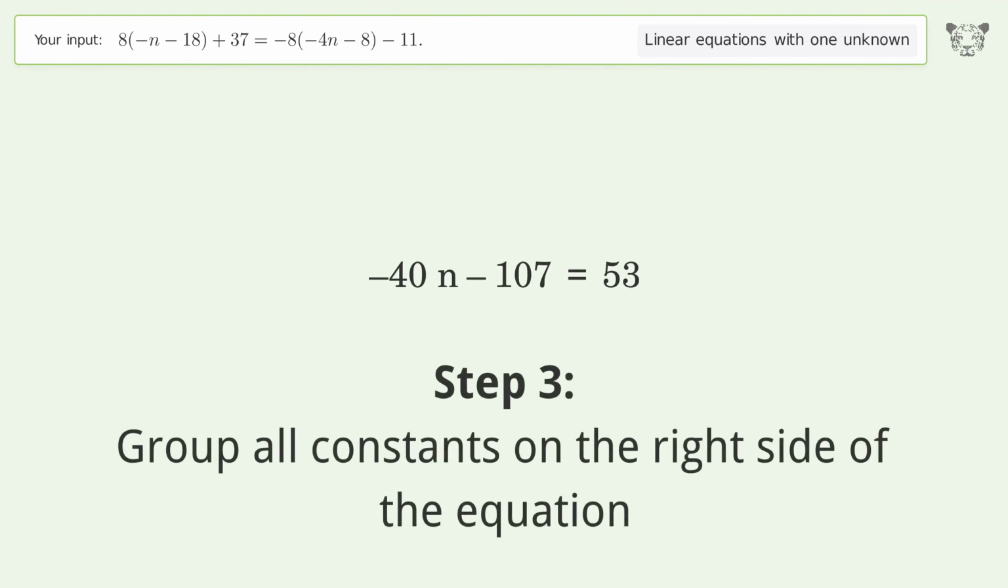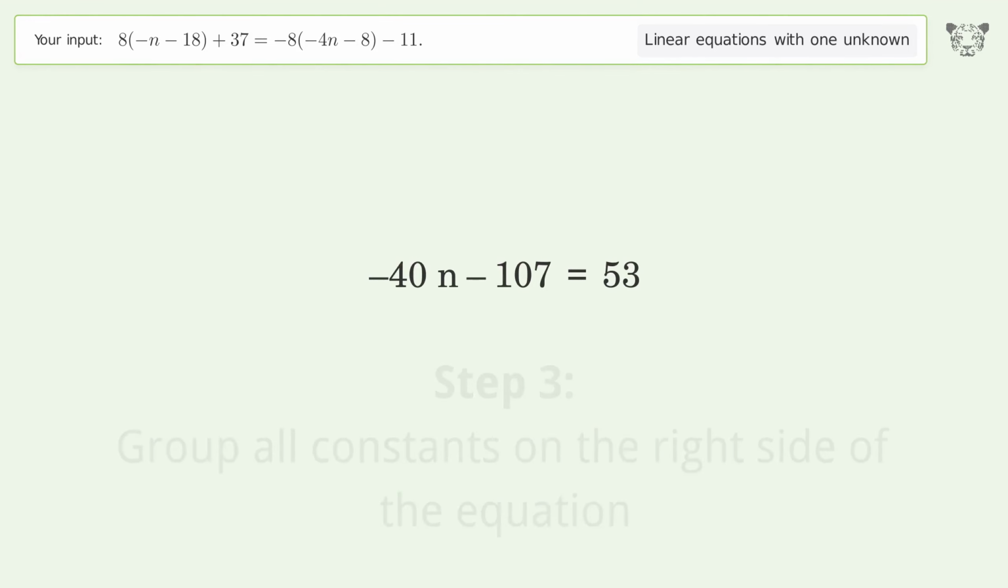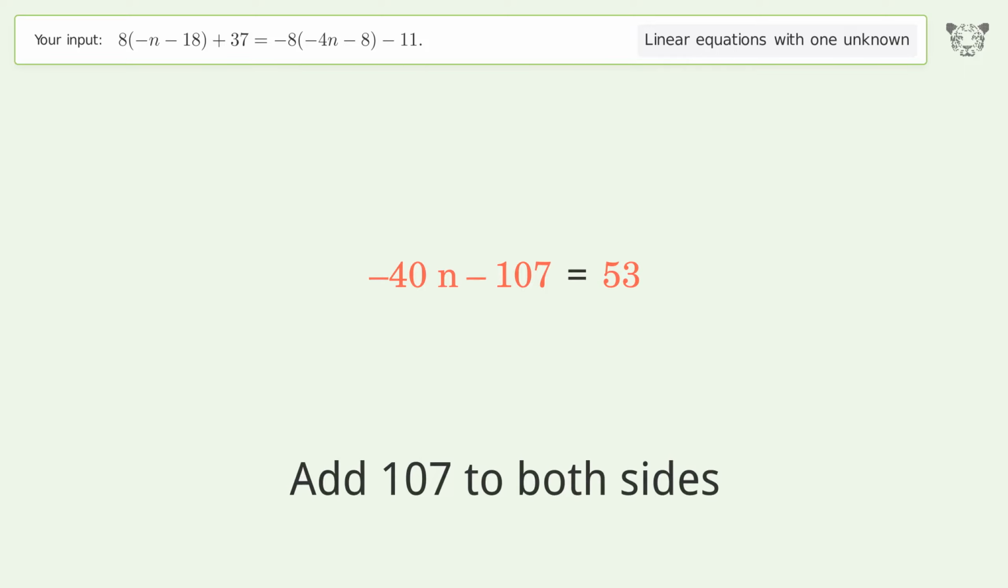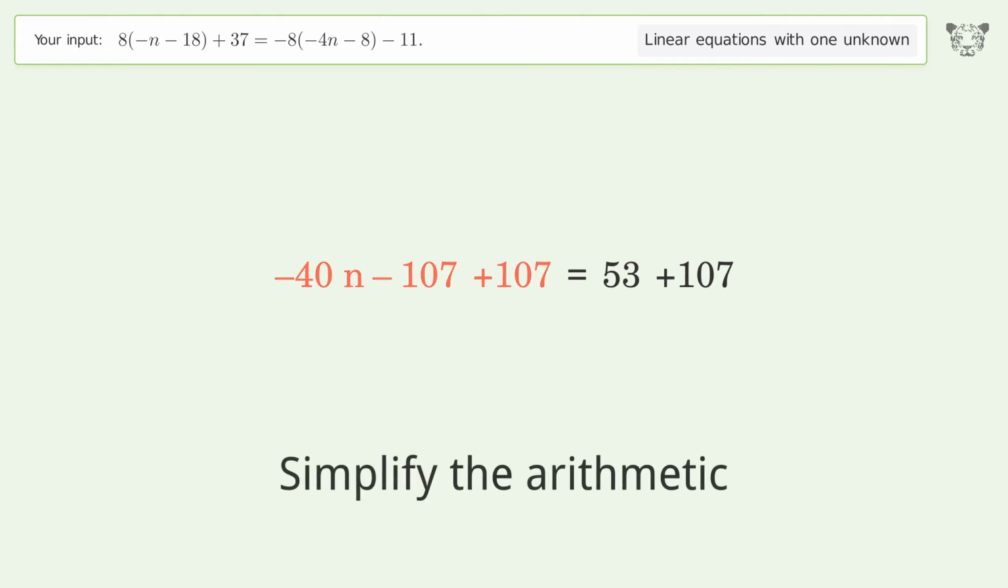Group all constants on the right side of the equation. Add 107 to both sides. Simplify the arithmetic.